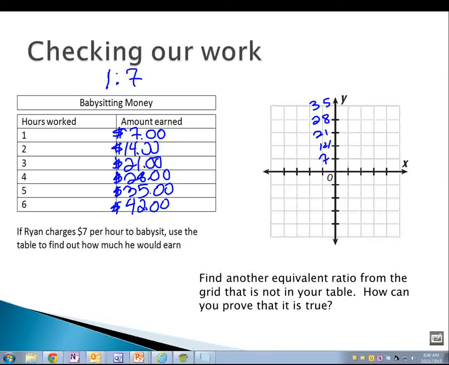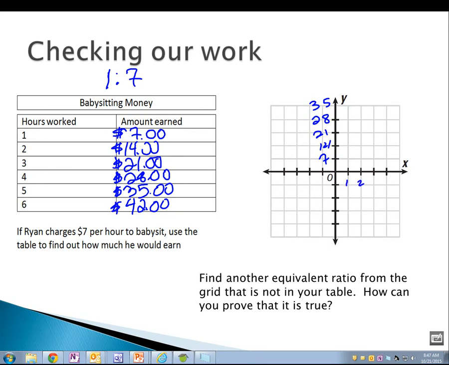We're going to find another equivalent ratio from the grid that is not in our table. So we can prove that this is true by drawing a line that goes through all the plot points, and any point on that line is going to count and be an equivalent fraction, because you have decimals with money, right? Yeah, we have decimals.